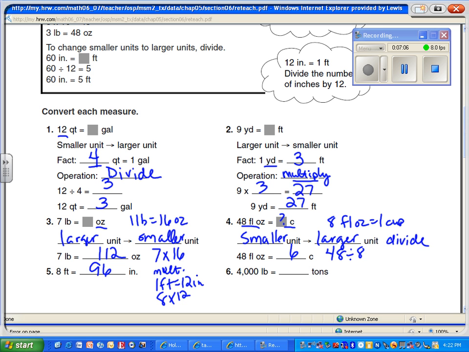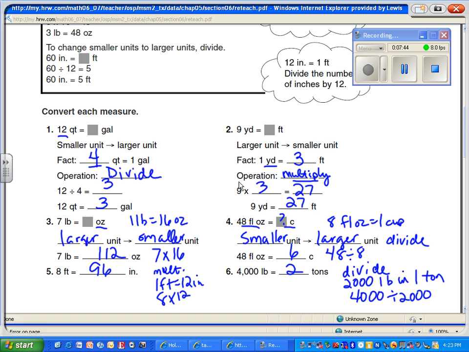All right, and over here, 4,000 pounds to ton. So I'm going from smaller to larger, so I'm going to divide. And I know that there are 2,000 pounds in 1 ton. So I'm going to divide 4,000 divided by 2,000, and that gives me 2 tons. 4,000 pounds is equal to 2 tons.